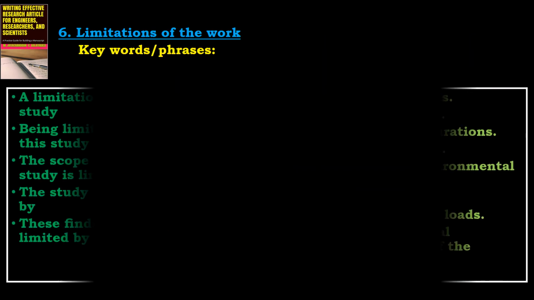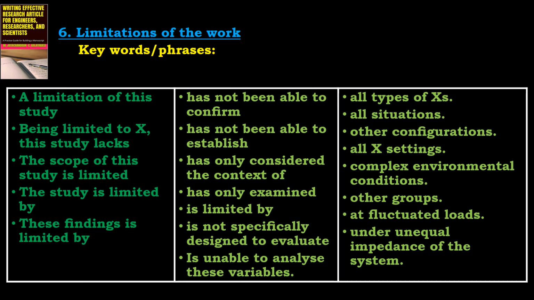6. Limitations of the work. For acknowledging limitations, here is a list of phrases related to commenting on the limitations and weaknesses of the current study. Key phrases are: a limitation of this study, being limited to X, this study lacks, the scope of this study is limited, the study is limited by, these findings are limited by.